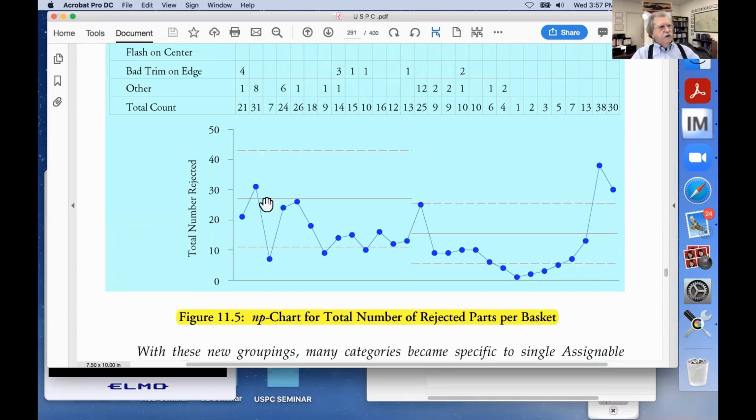Now, they were averaging 22 rejects per 60 wheels back on page 288. So about 1/3 of their output went to rework, and about 2/3 of their output went to the assembly plant.